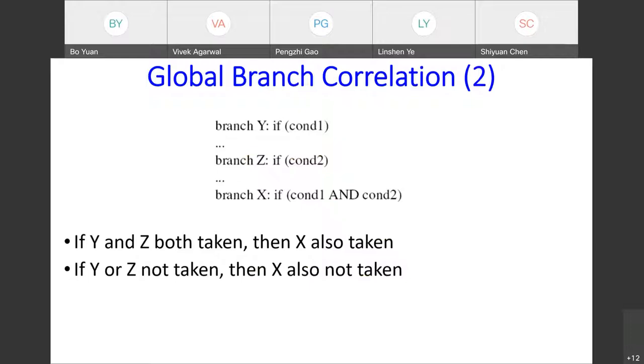Okay. So also, here, if branch Y is taken and branch Z is taken, then branch X will be taken, right? But if either Y or Z is not taken, then X will not be taken. So we always have some kind of correlation here among the different branches.